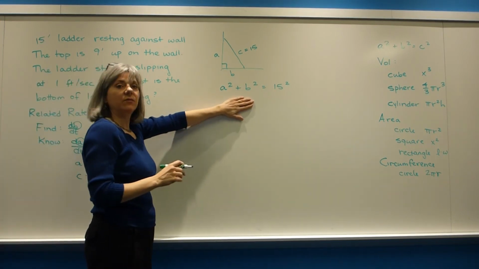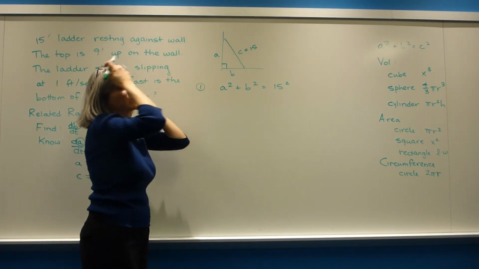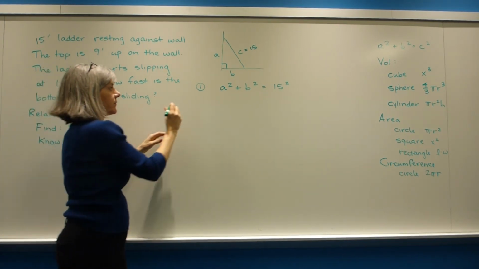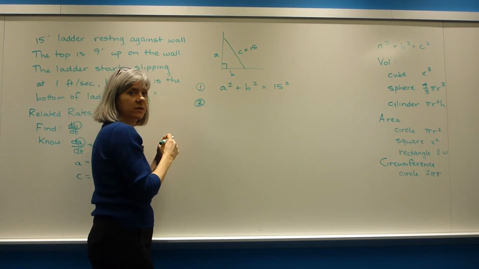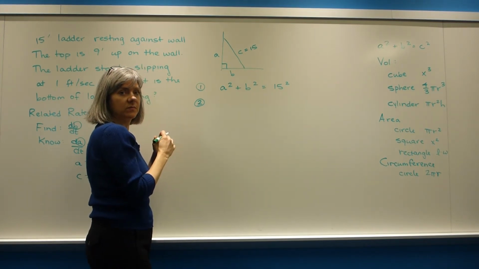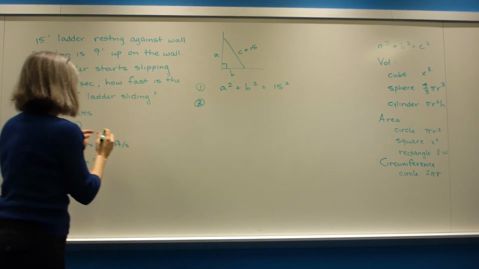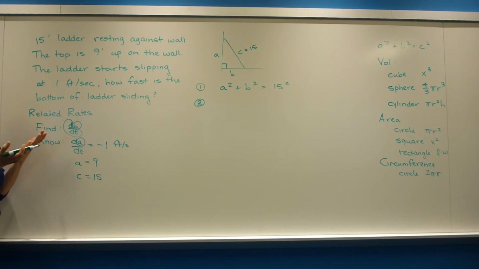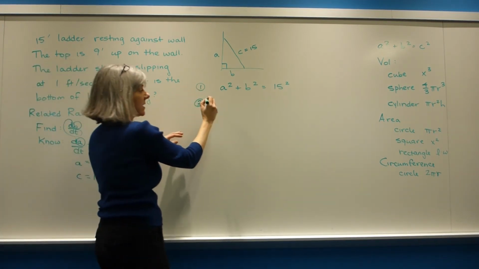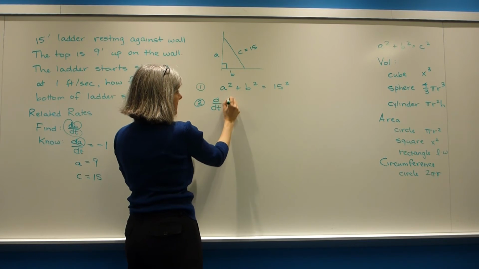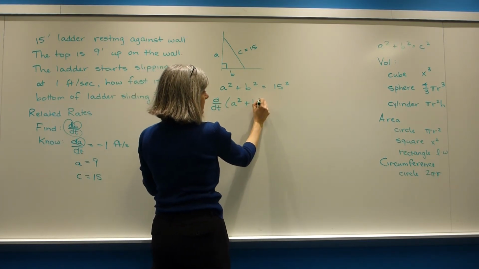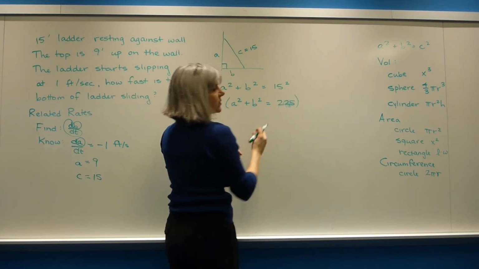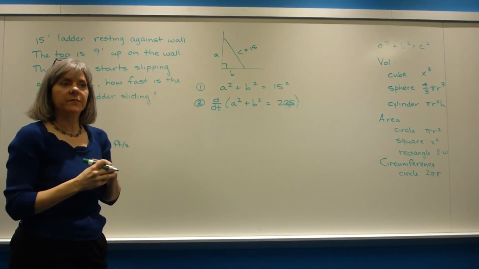So I've related, this is equation number 1. I have related the quantities. Now I need to relate the rates. So how do I relate the rates? What do I need to do? If you're not sure, look right here. I need to take d/dt of the whole thing. So I'm going to take d/dt of that. And I know that 15 squared is 225.